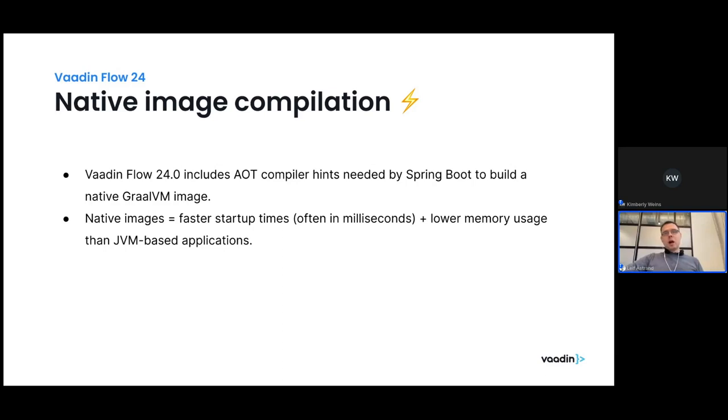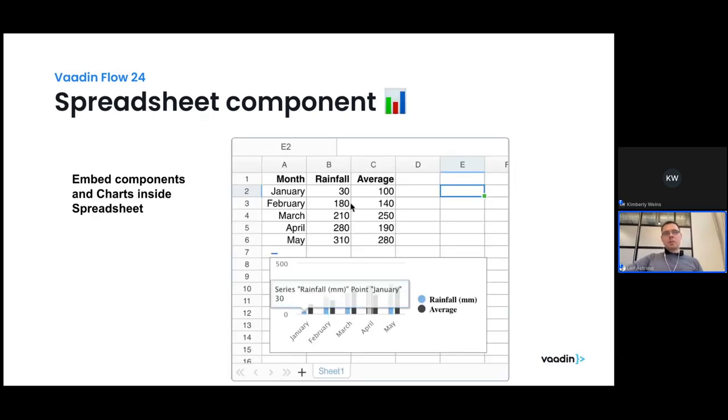Next up, we got some updates to the spreadsheet component. The component itself was added already a couple of versions ago, but now we also made it so that you can embed charts inside your spreadsheets and you can embed Vaadin components in those cells also. That basically brings the spreadsheet component on par with what was in Spreadsheet for Vaadin 8.